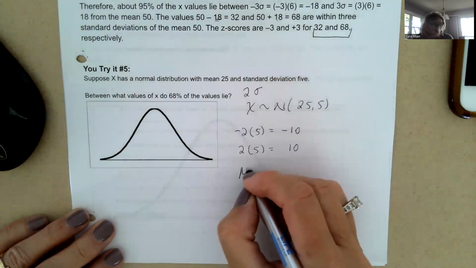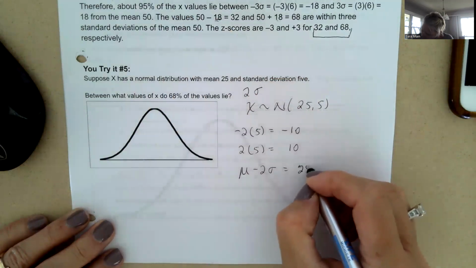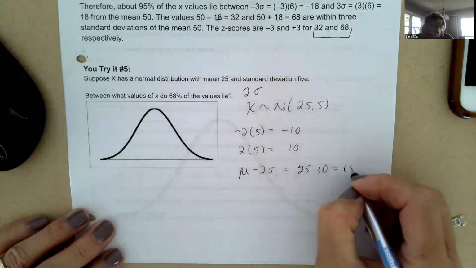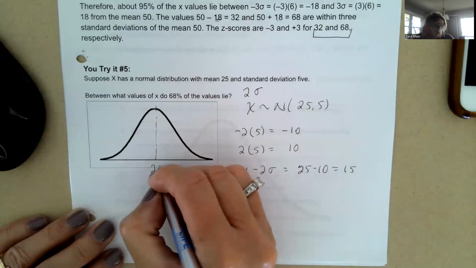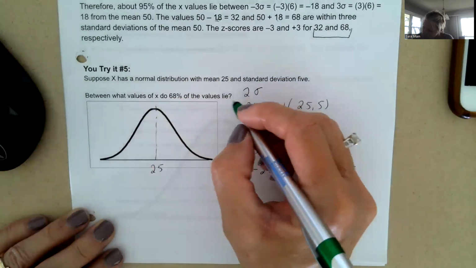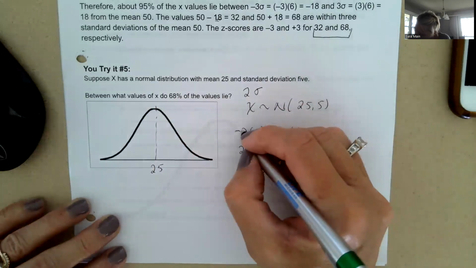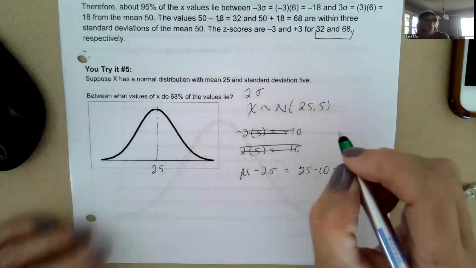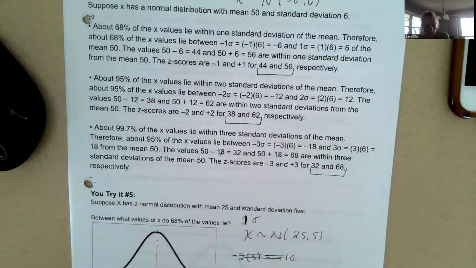So we're going to take our mean and subtract 2 sigma, which would be 25 minus 10, or 15. And our mean is at 25. And 68% is, 68% is 1 standard deviation. I knew that. 68% is one standard deviation. Sorry about that.